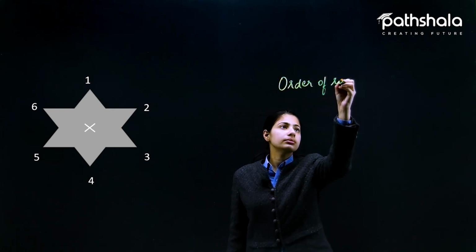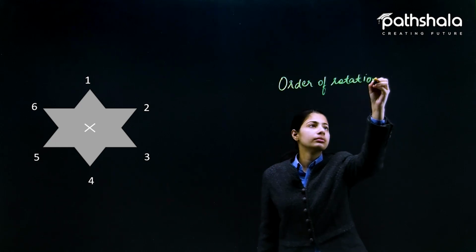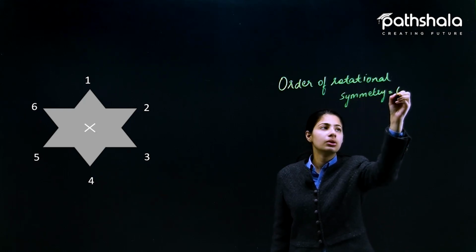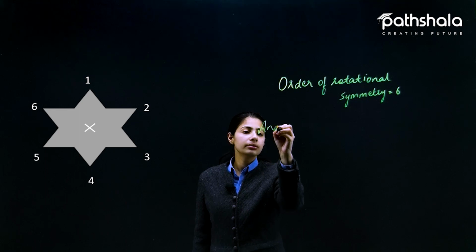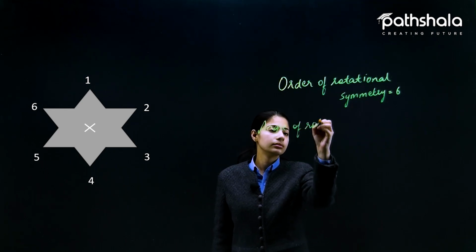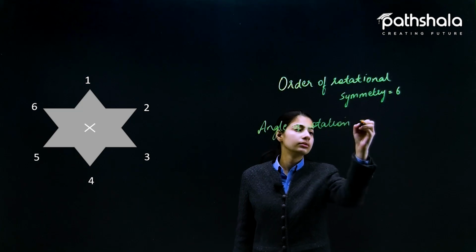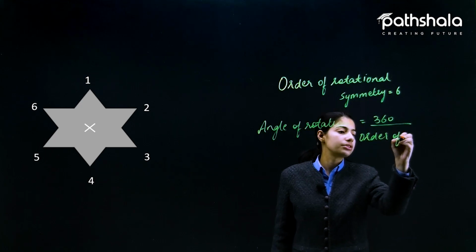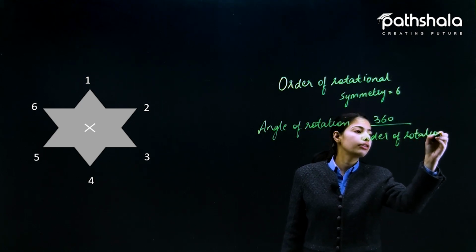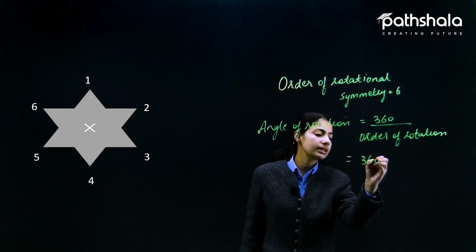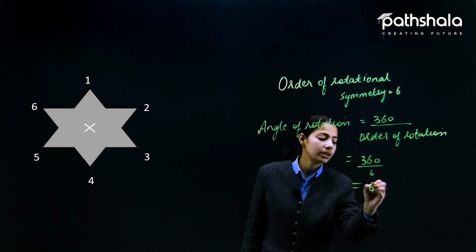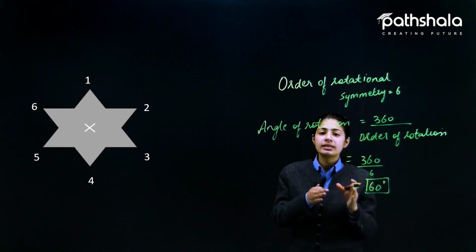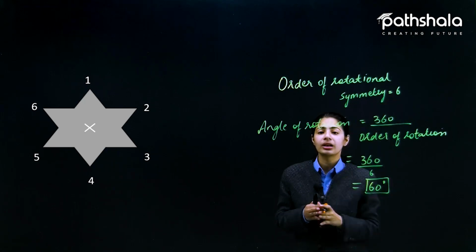So the order of rotational symmetry is equal to 6 and the angle of rotation is equal to 360 divided by the order of rotation. And the order of rotation here is 6. So 360 divided by 6 comes out to be 60 degrees. So that means we are rotating this figure every time through an angle of 60 degrees, and the order of rotational symmetry here is 6.